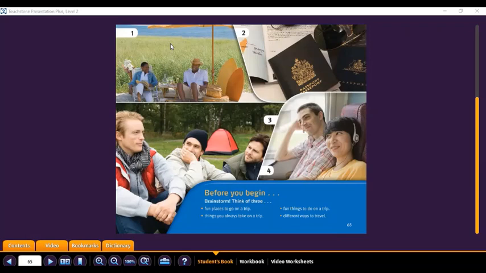Ok, vas a hacer una lista de cosas que siempre llevas en un viaje y cosas divertidas que se hacen en un viaje. Ok, vas a darme 3 respuestas de cada una de estas. Nada más de things you always take on a trip y fun things to do on a trip. Ok, solamente 3 y ahorita volvemos a revisar.